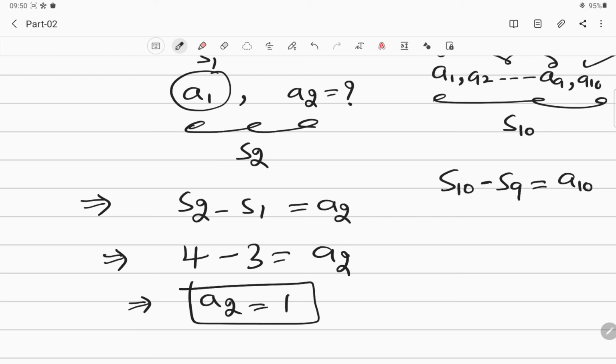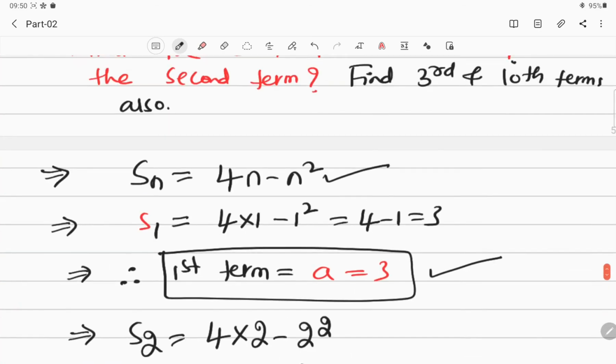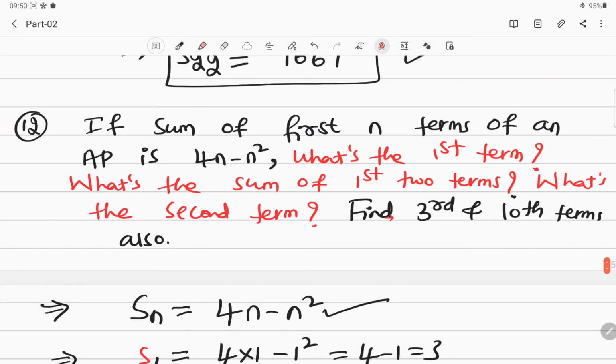Now they're asking one more question here. Find the third term and 10th term. How to find the third term and 10th term? You can use many logics here. You already have a, so you can find out d also. After finding d, you can find the third term and 10th term. Otherwise, you have other logics also, and by using those you can do that.